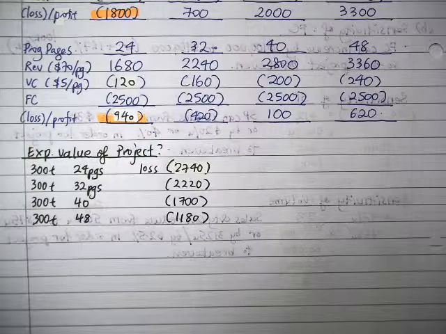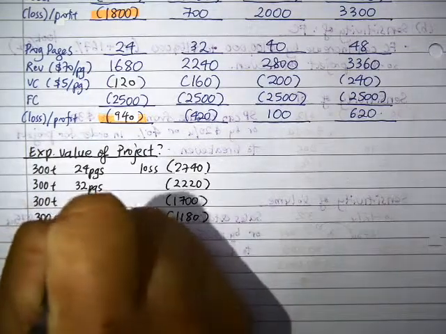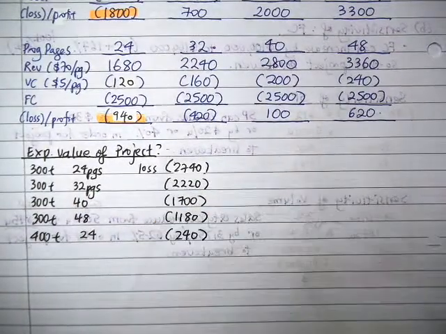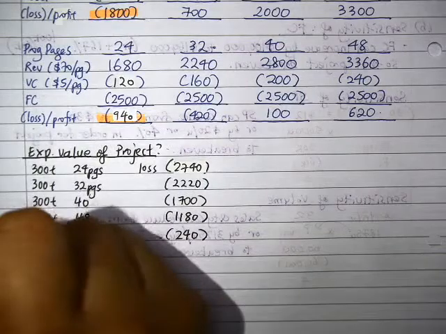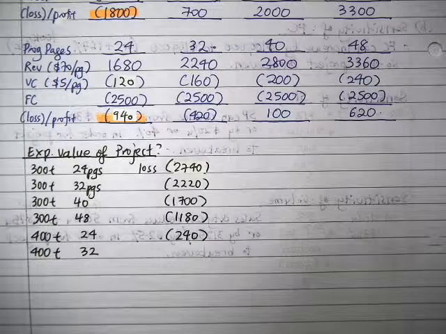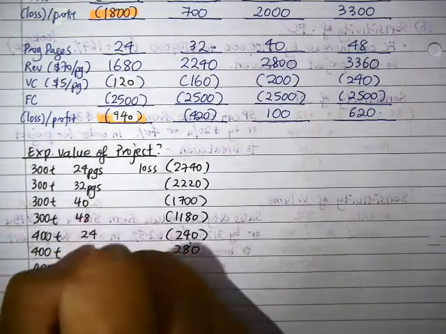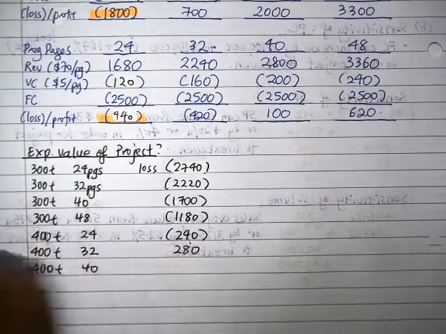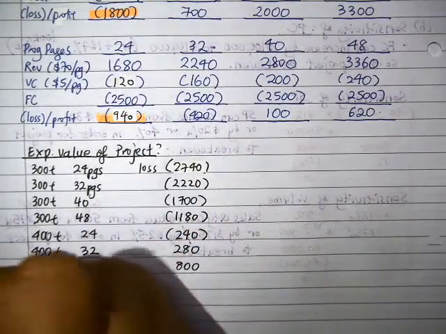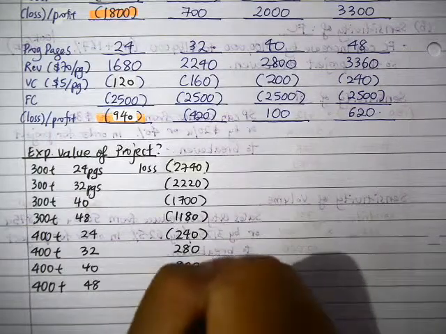So, alright. Now, if I have 400 tickets and I have 24 pages, I also make loss 240. 400 ticket, 32 pages, profit 280. 400 ticket, 40 pages, 800 profit. 400 ticket, 48 pages, 1320.